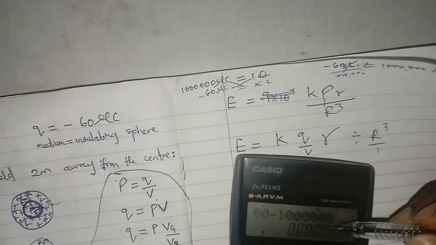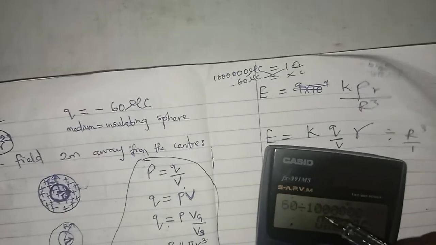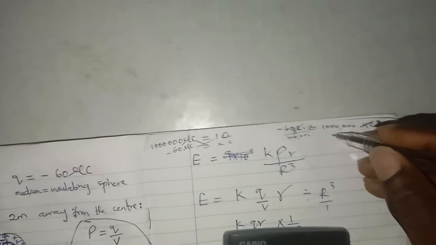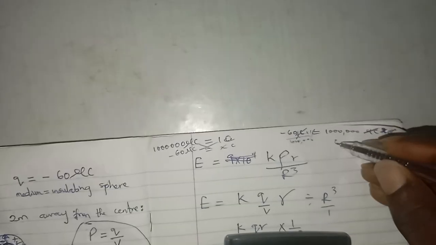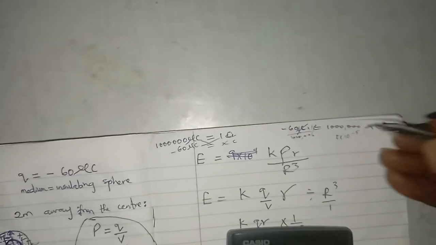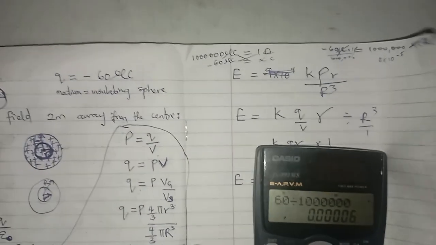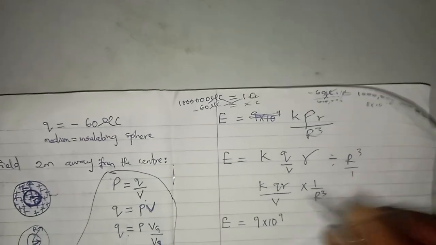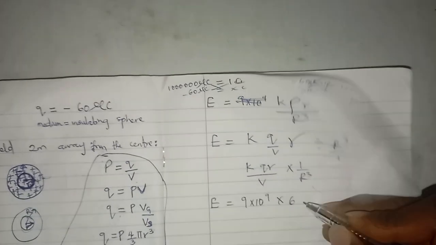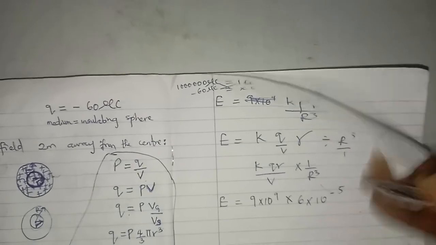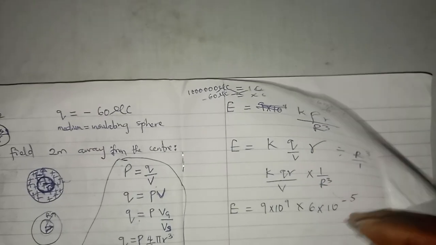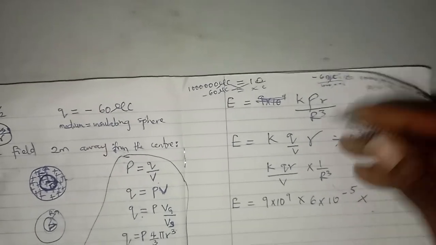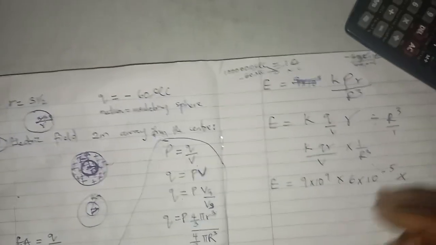So it's the same thing as saying 6 times 10 raised to the power minus 5. So times 6 times 10 raised to the power minus 5, anything times 1, times r, and the r I'm given is 2 meters away.